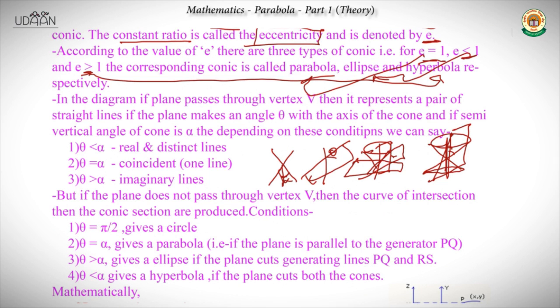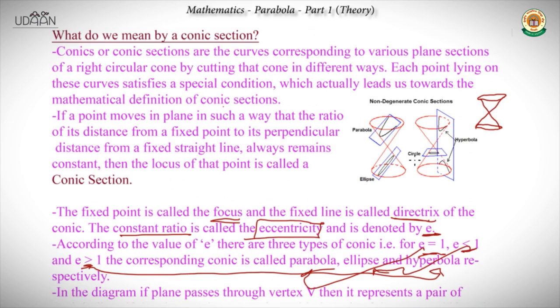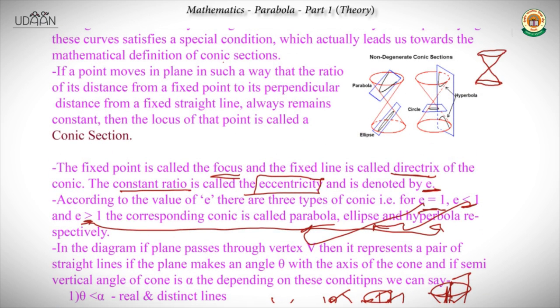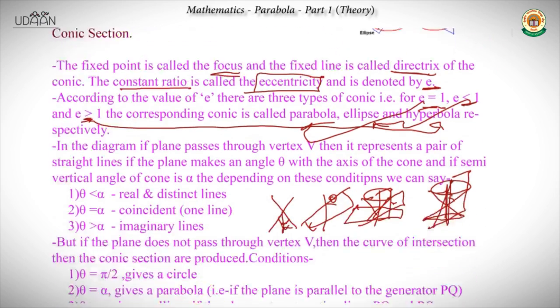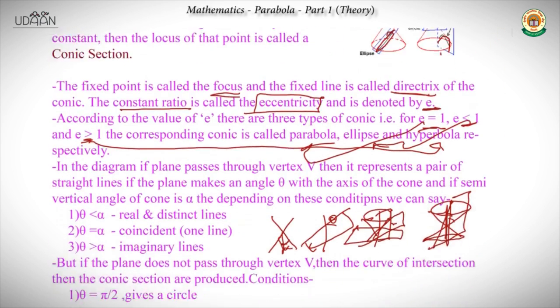But if the plane does not pass through the vertex, then the curves of intersection are known as the conic sections. If theta equals pi by 2, a circle is produced. See in this diagram, theta equals pi by 2 and the circle is produced. If theta equals alpha, meaning the angle equals the semi-vertical angle, then a parabola is produced. Next, if theta is greater than alpha, we can say that an ellipse is produced in this way. And if theta is less than alpha, the plane cuts at two different points and two curves are produced, and these two curves comprise a hyperbola.